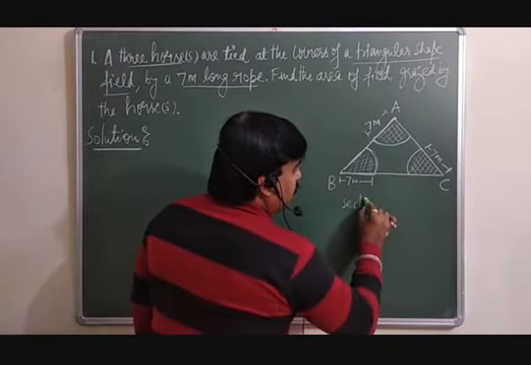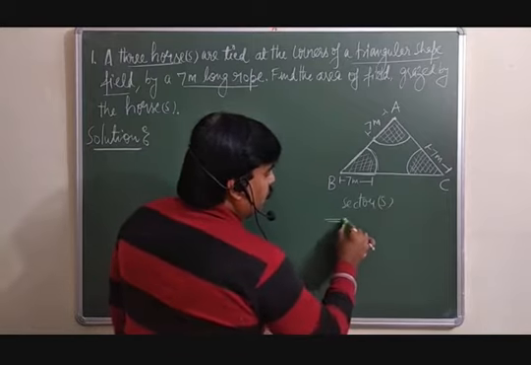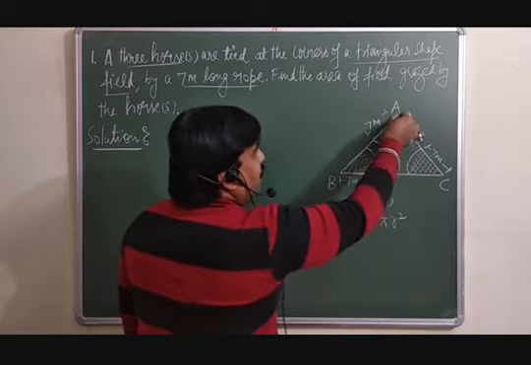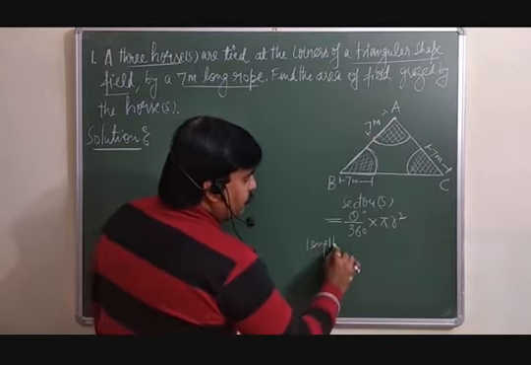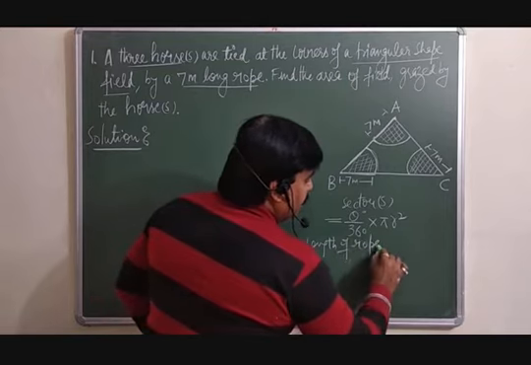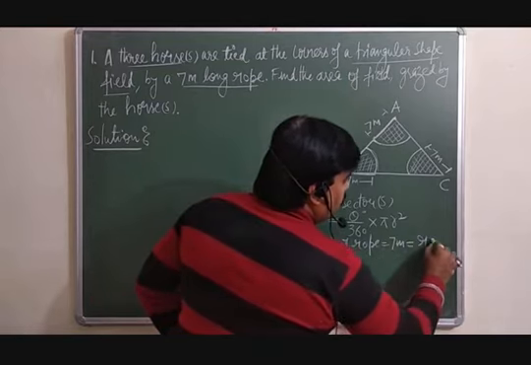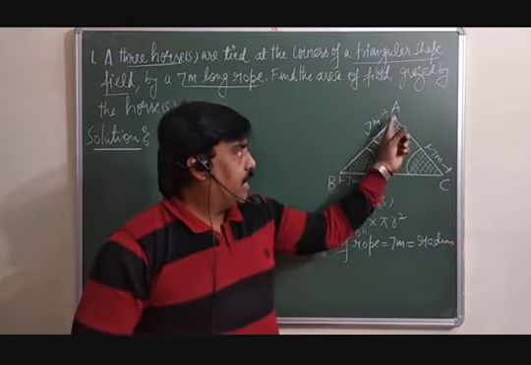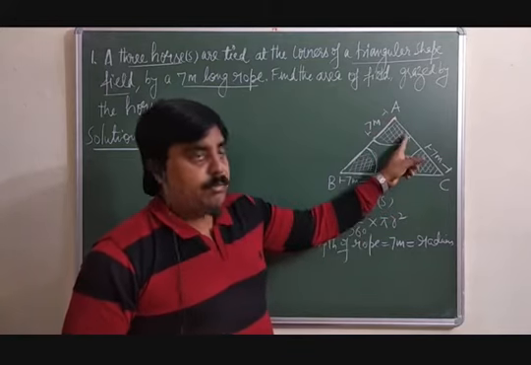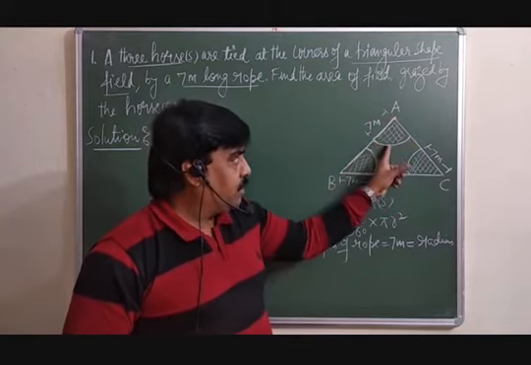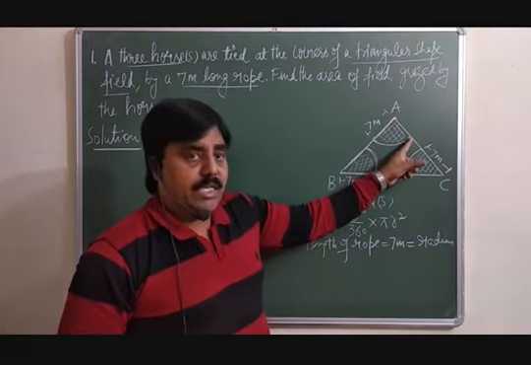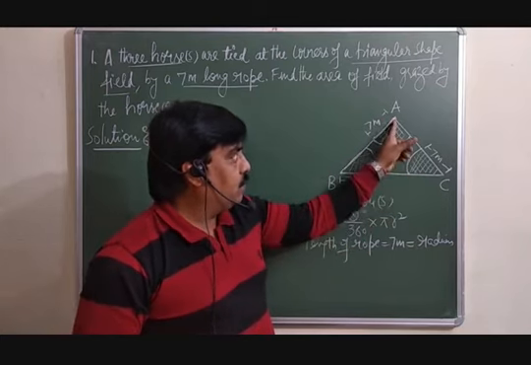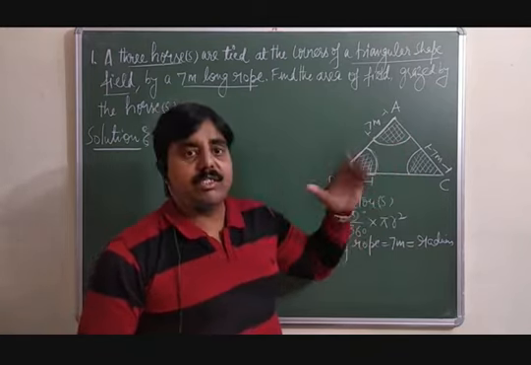You know the area of a sector already: theta over 360 into pi r square. The length of the rope will work as the radius of this sector, because the horse can graze as far as 7 meter. So this will work as the radius, but we don't know the central angle. We don't know this angle, or this one. So how can you calculate it?